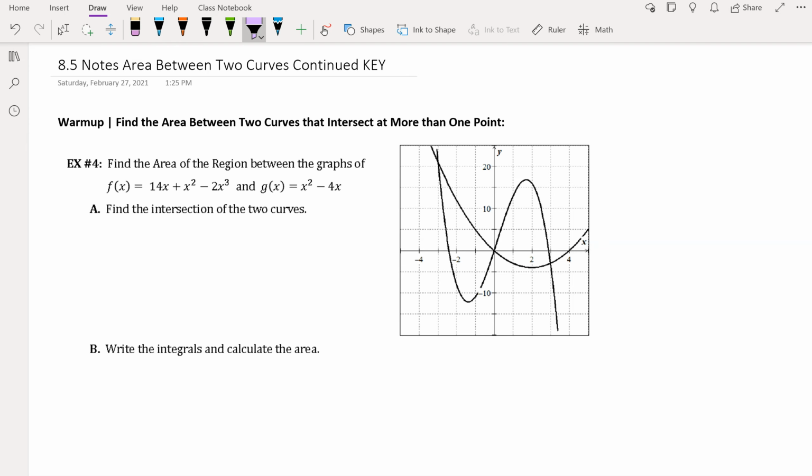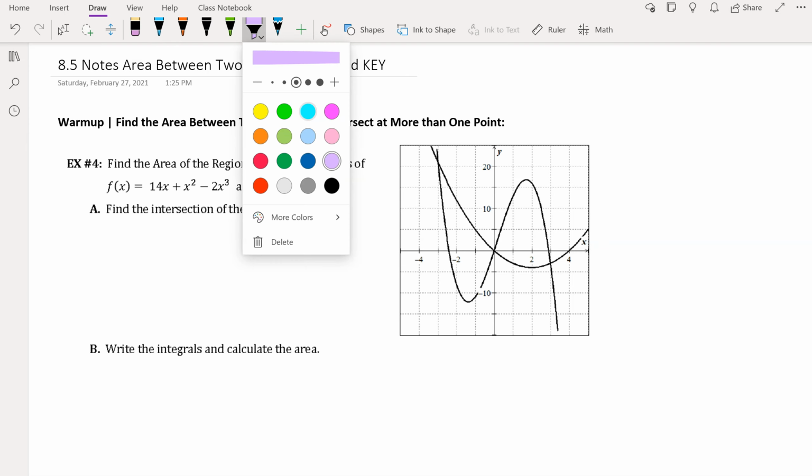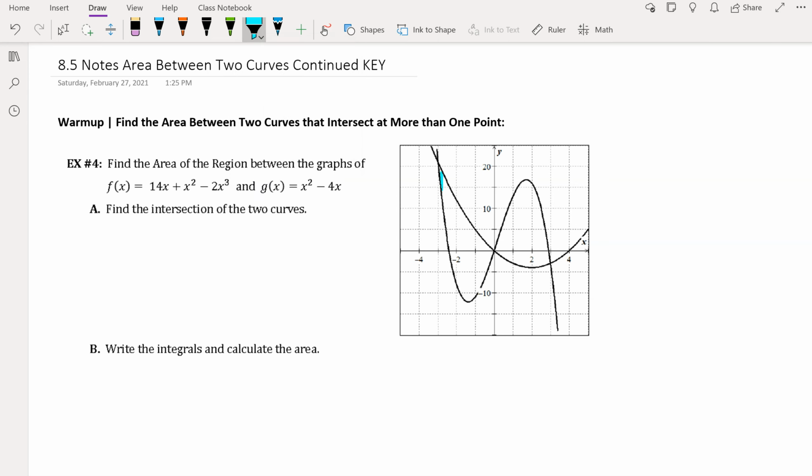Okay, so we're going to shade the area of the region that we're trying to find. So let's do that really quick. We're trying to find the region that is bounded between the two functions. So this is a region that's captured between these two functions, and then this is a region that's captured between these two functions, and we need to find the area of both of these regions. It's going to be really helpful to label our graphs.